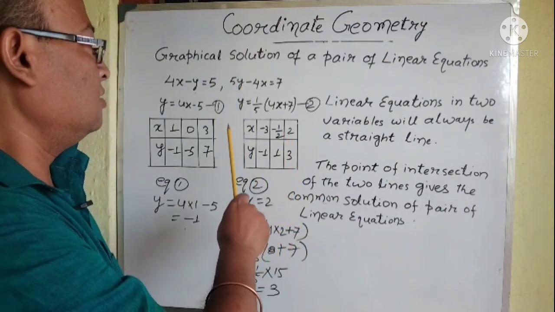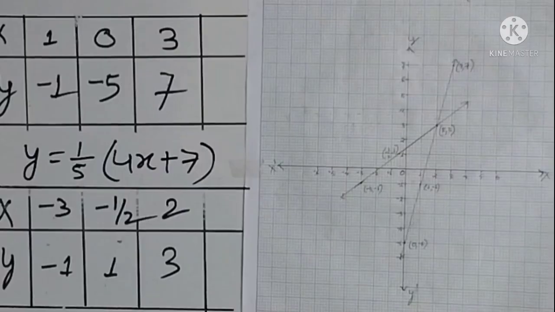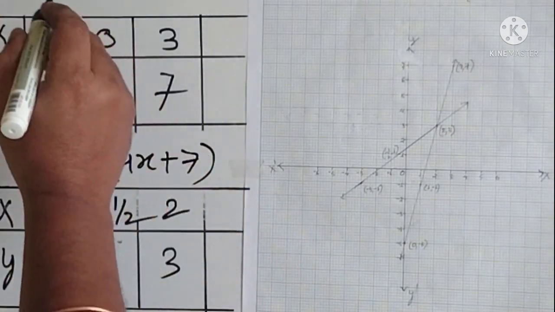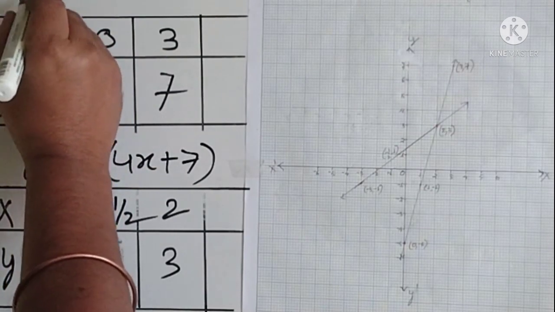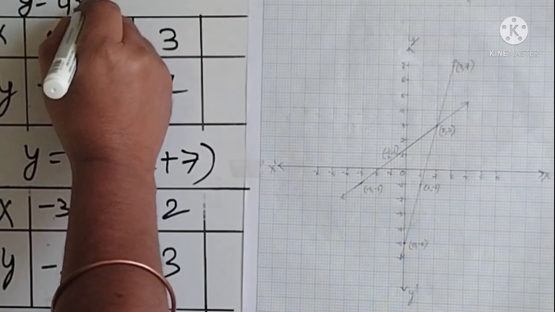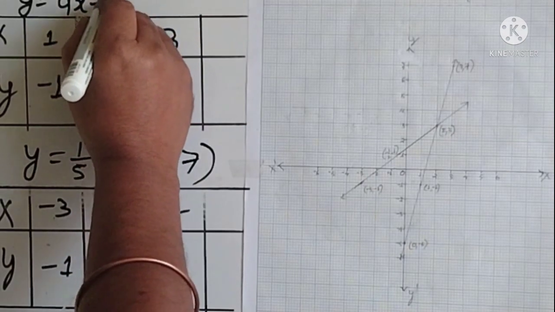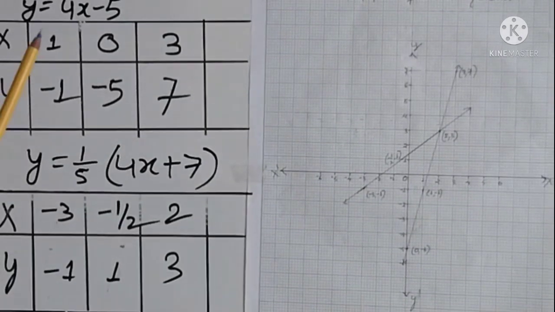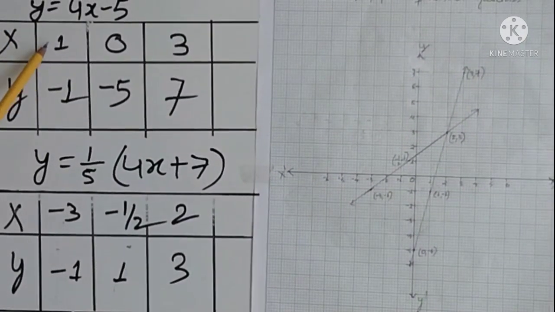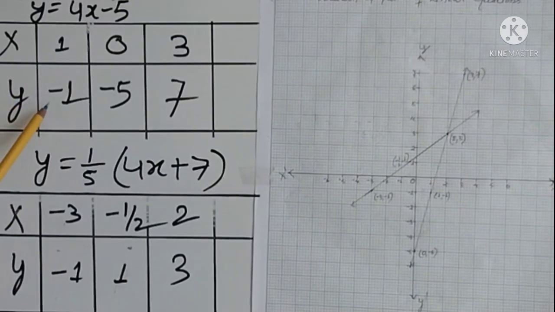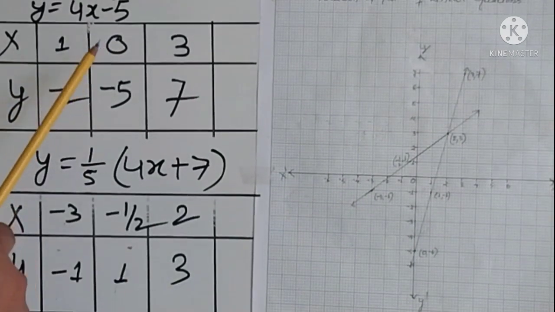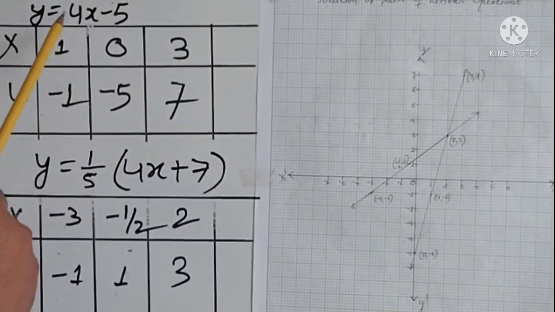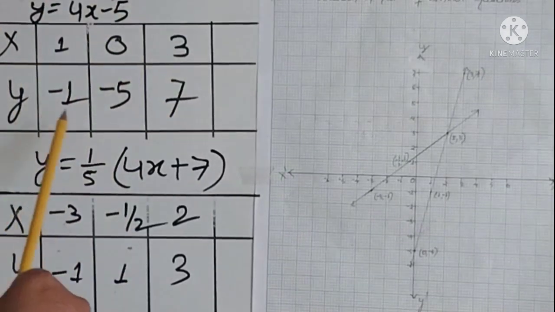Now we will plot these two things in the graph. Now we will try to plot these things in graph. Your first equation is y is equal to 4x minus 5. So here the corresponding value of y when we have taken x as 1 is minus 1, when x is 0, y is minus 5, when x is 3, y is 7. We will try to plot the graph for this equation first.